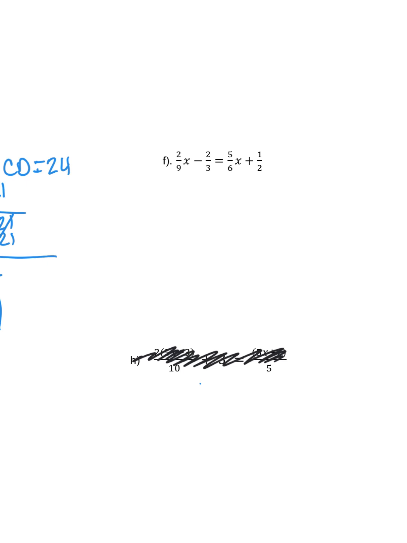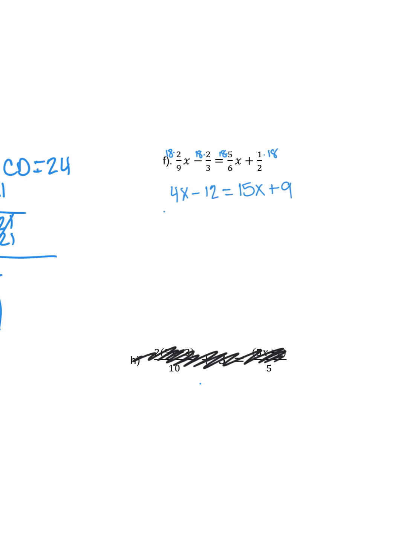So we are going to multiply those by 18. I'm going to multiply each one by 18. So we have 18 times 2 is 36 divided by 9 is 4, so 4x. 18 times 2 is 36 divided by 3 is 12. And we bring down that negative sign, equals 18 times 5 is 90, divided by 6 is 15x, plus 1/2 of 18, which is 18 divided by 2 is 9.